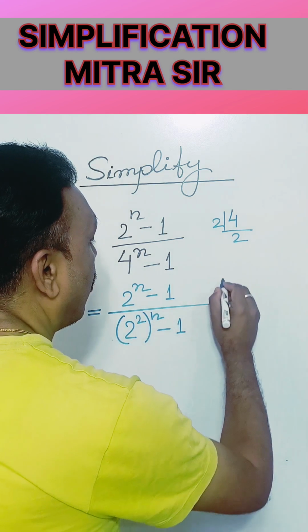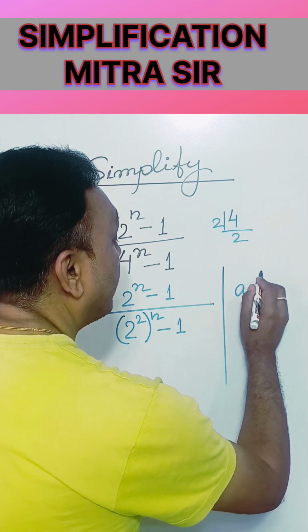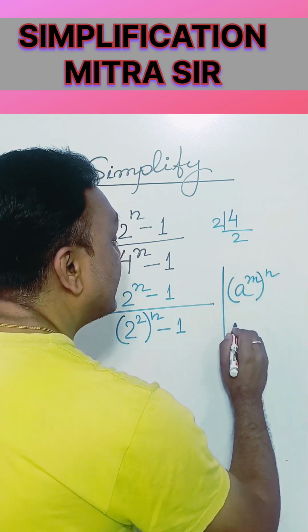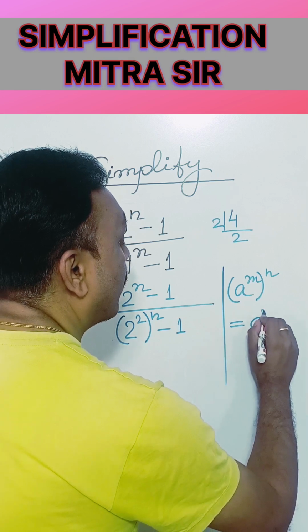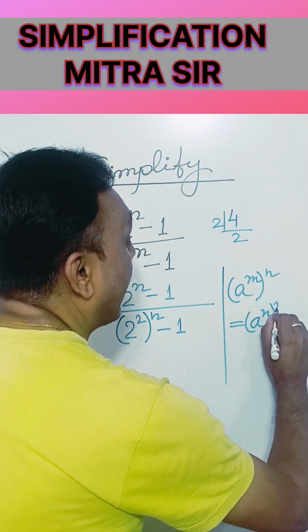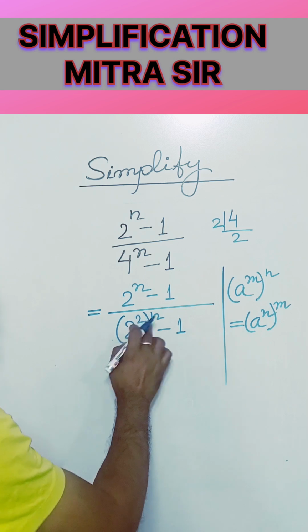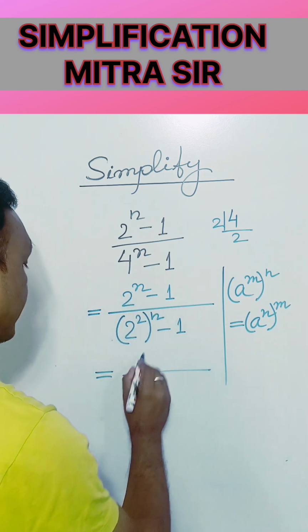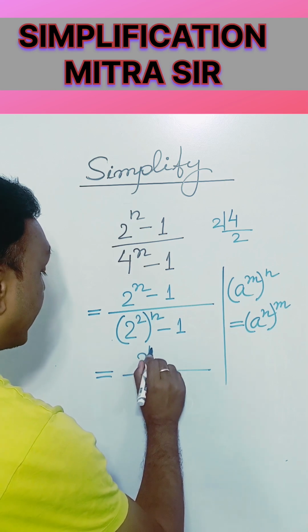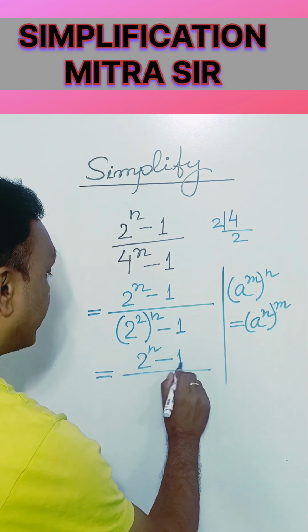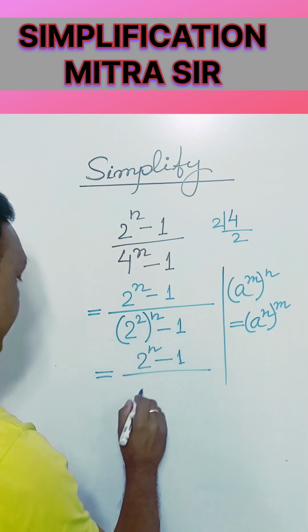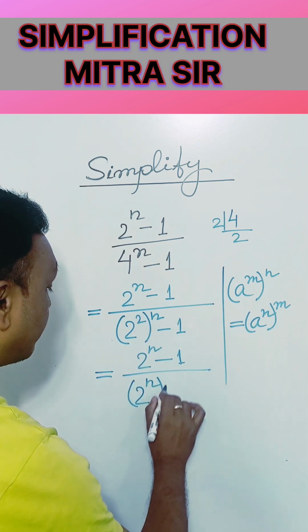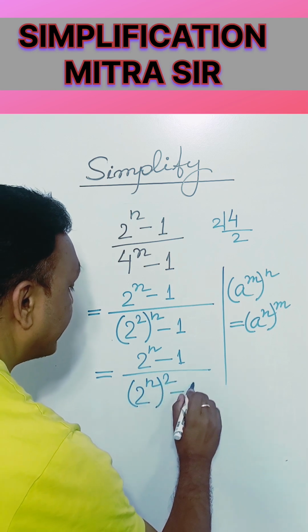Now, one law of indices I'm going to apply: a to the power m whole to the power n, we can interchange the power. We can also write a to the power n whole to the power m. This is the law of indices. So here also I'm going to interchange the power. In the numerator, I will write the same thing: 2 raised to the power n minus 1. Here I'm going to interchange the power: 2 to the power n whole to the power 2, minus 1.